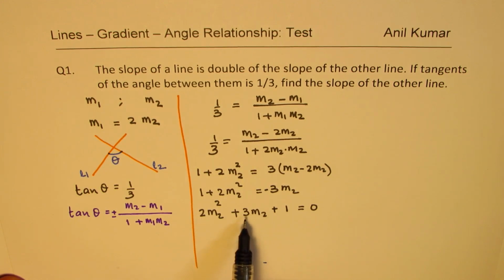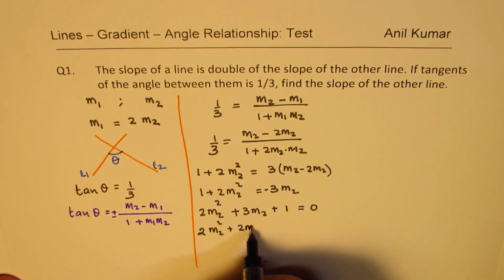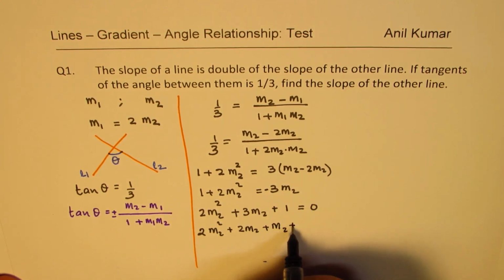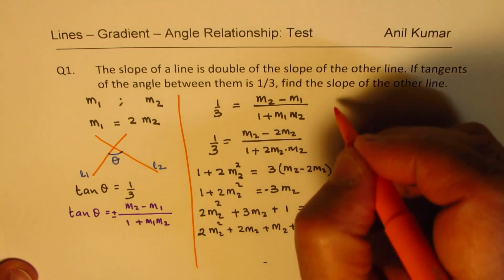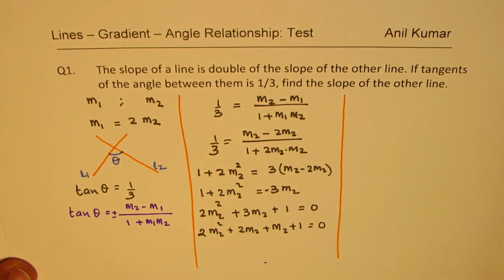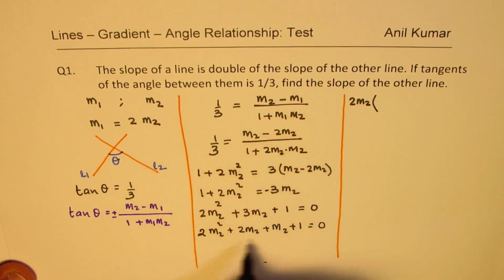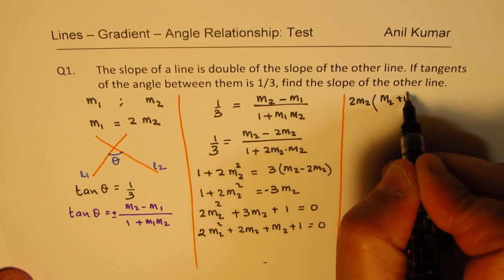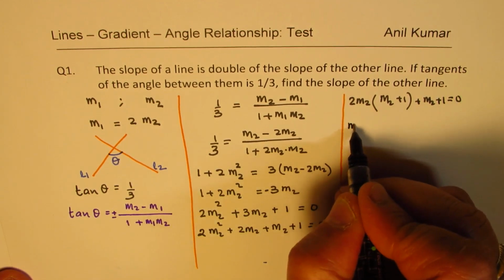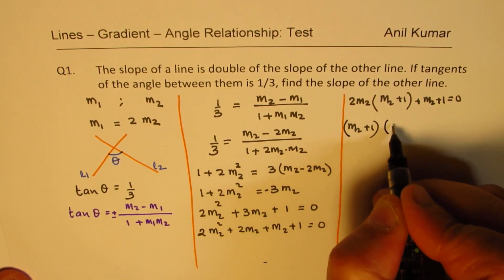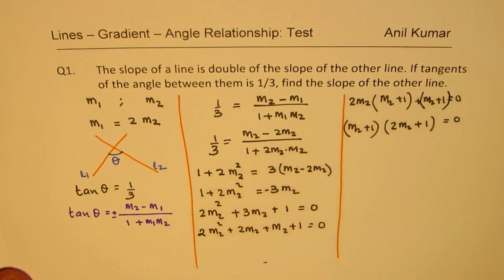Now product of 2, sum of 3, we could write this as 2m2 square plus 2m2 plus m2 plus 1 equals 0. So we can now factor this and find the value of m2. I hope the steps are absolutely clear. Taking 2m2 common in the first two terms we get m2 plus 1, and here we already have m2 plus 1, equals 0. Now m2 plus 1 is common, so we get 2m2 plus 1 equals 0. Think as if this is in a bracket.